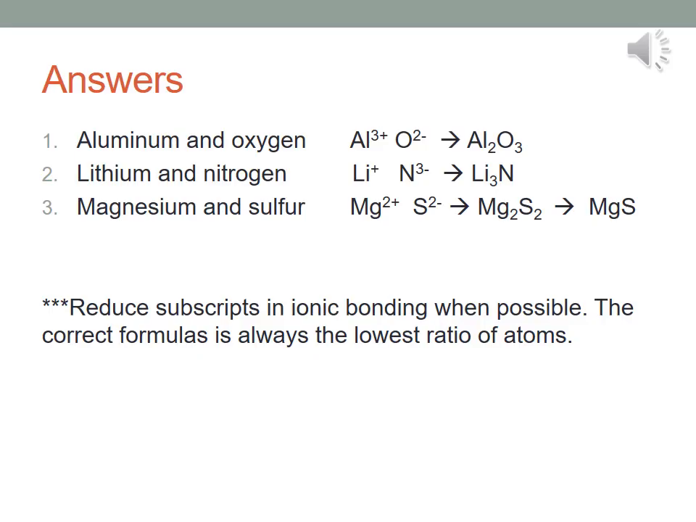And our magnesium and sulfur. Magnesium is a 2+ charge, sulfur is a 2- charge. If we crisscross those, we get Mg2S2. We can see that they're both subscripts of 2, which can be reduced to 1 and 1. So we can write MgS.